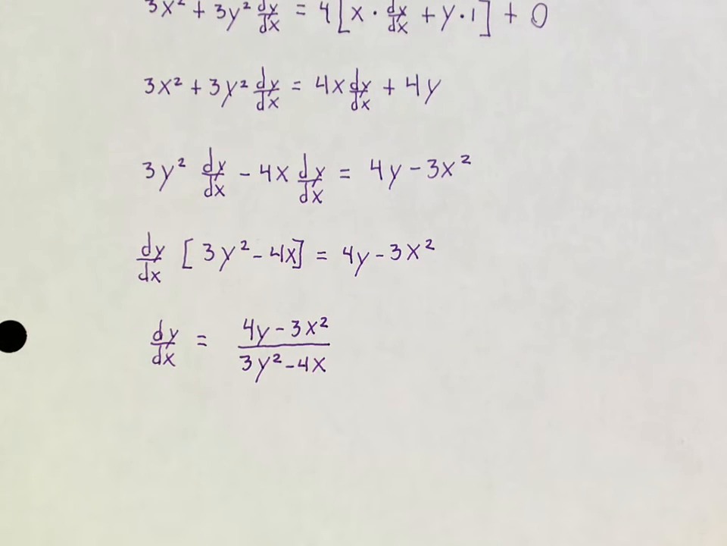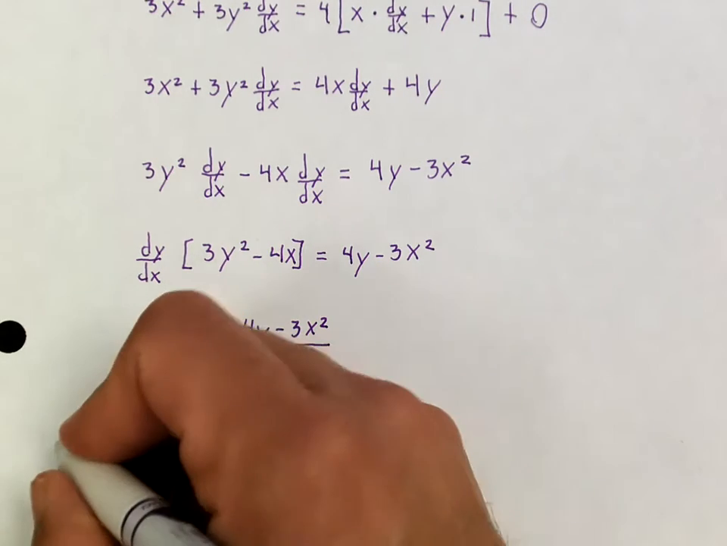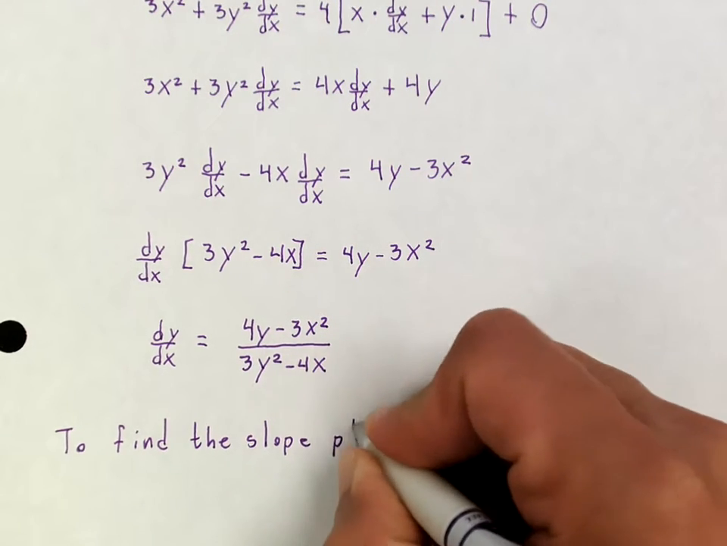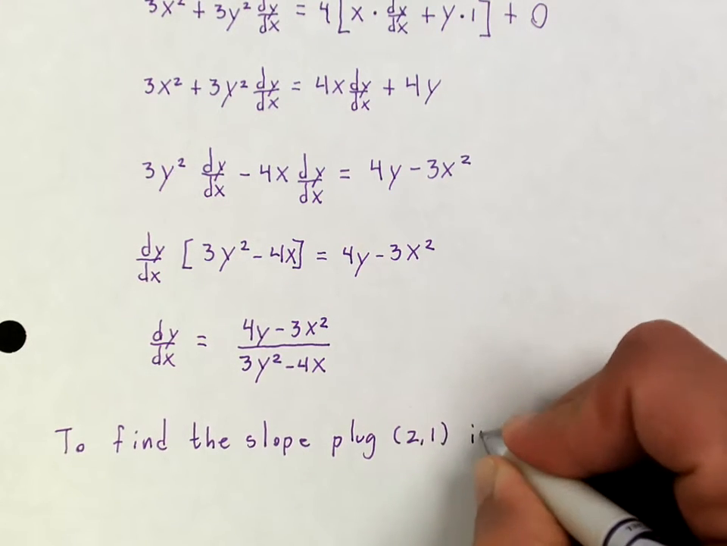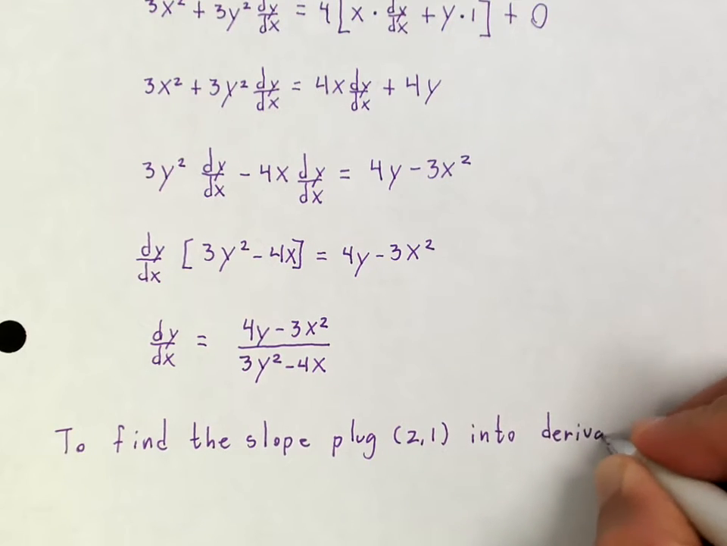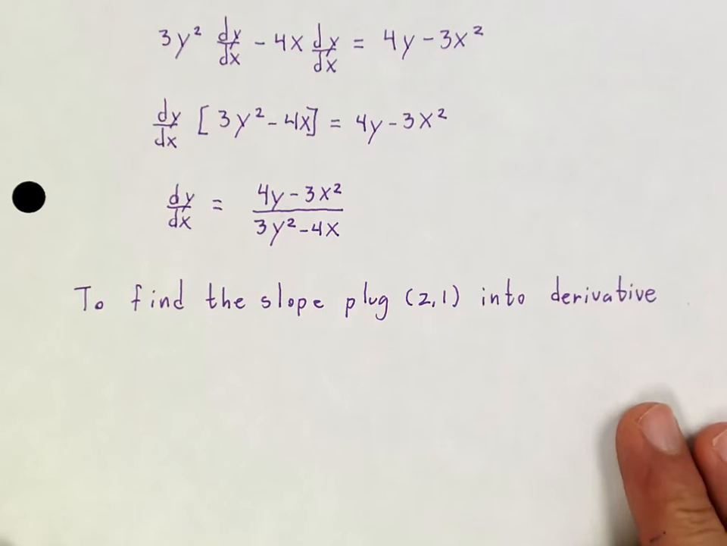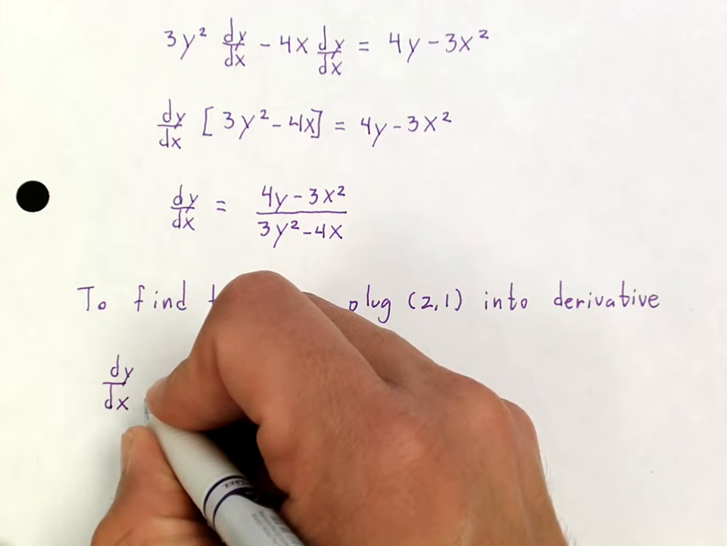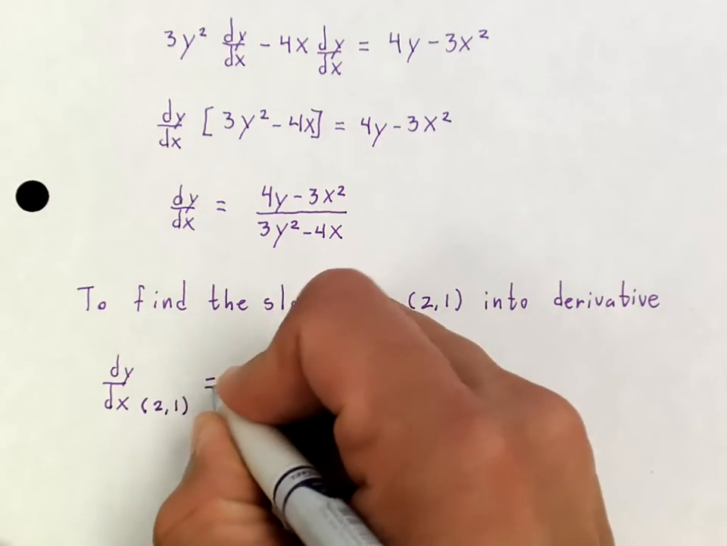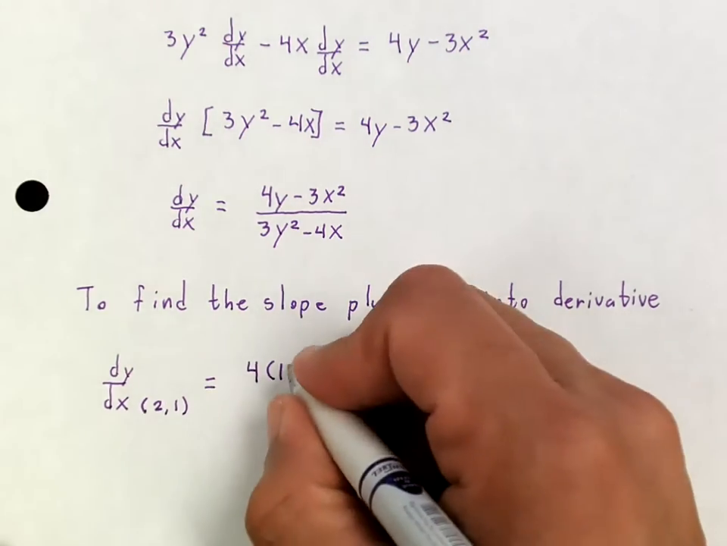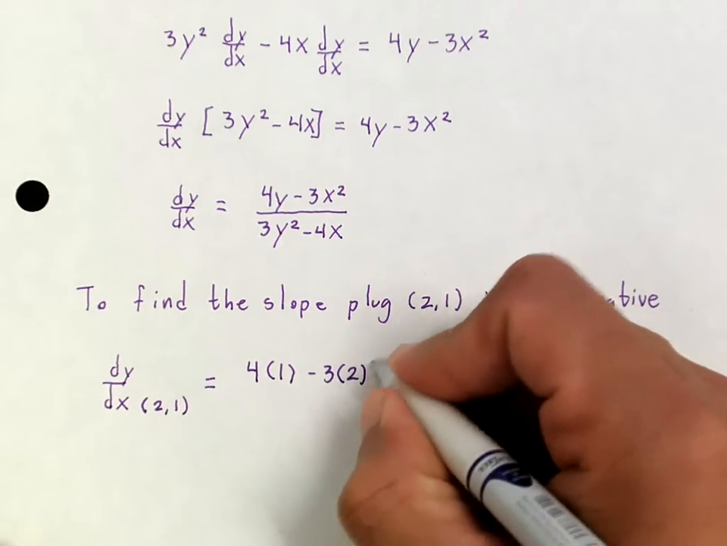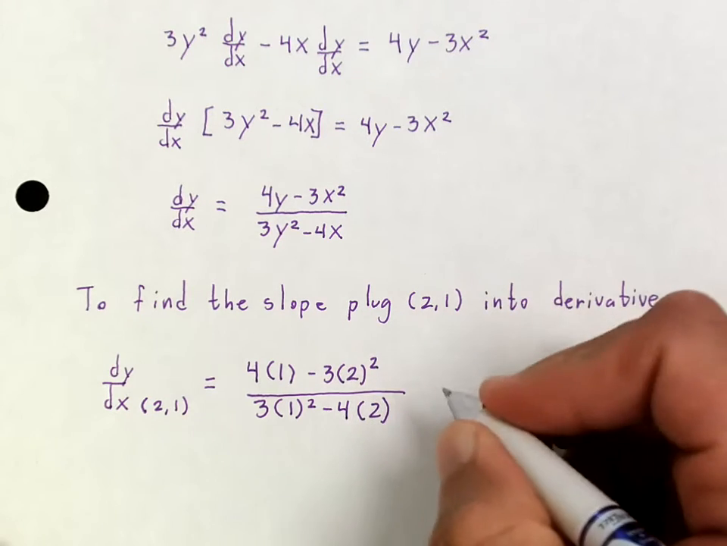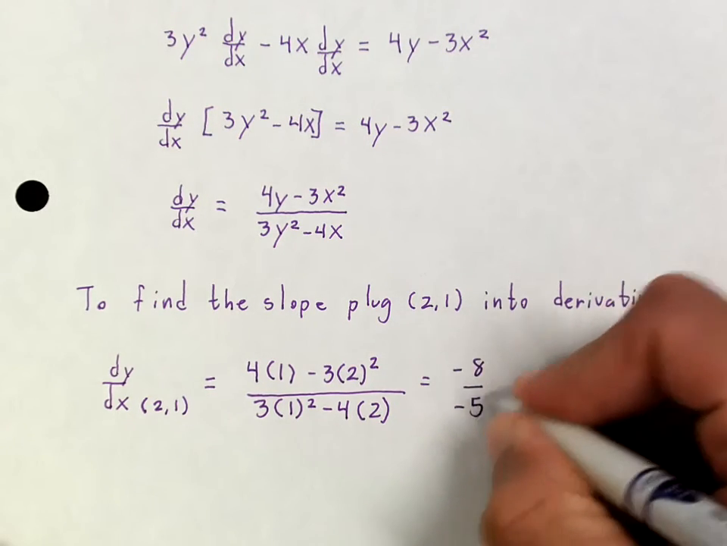Remember that all I've done so far is find the derivative. Now, to find the slope, plug (2, 1) into the derivative. Some people write it with (2, 1) next to the derivative, just to let you know they're going to plug that in. So we have 4 times 1, the y coordinate, minus 3 times 2 squared, over 3 times 1 squared minus 4 times 2. That is negative 8 over negative 5, which is 8/5.